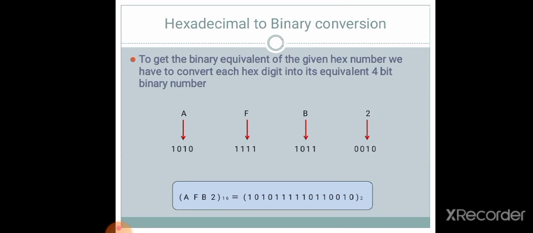The equivalent 4-bit binary is 0010. Then B is your 11. So 11 is represented in 4-bit binary as 1011. F is 15. It is represented in 4-bit binary 1111. A is 10. It is represented in 4-bit binary 1010. So you have to write the whole answer from left hand side to right hand side.